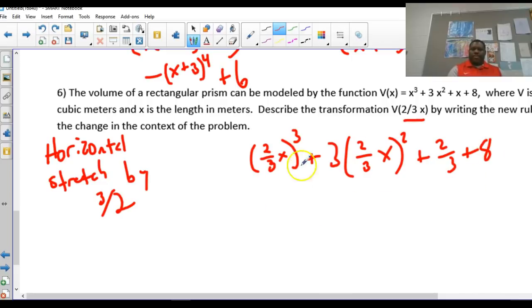So there you go. This will be your new equation, guys. And remember, this right here, see how that's 2/3? The reciprocal is 3/2. That's a stretch. It's larger at the top, so that's a stretch. So horizontal stretch.